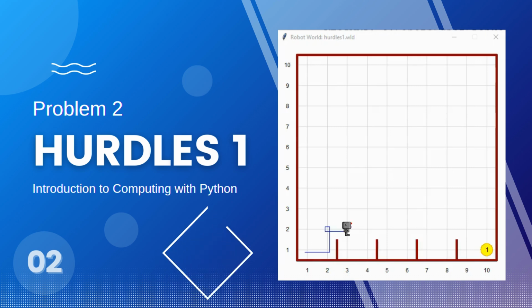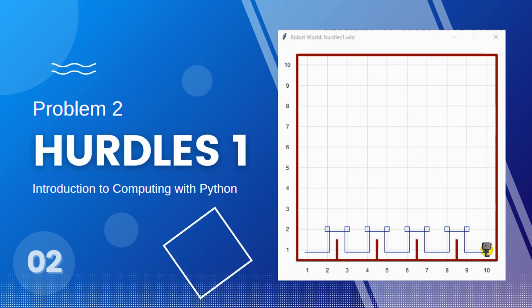With all of this in place, the robot will navigate the course, overcoming each hurdle and progressing from Avenue 1, Street 1 to Avenue 10, Street 1, ensuring it completes the race while jumping over every obstacle along the way.